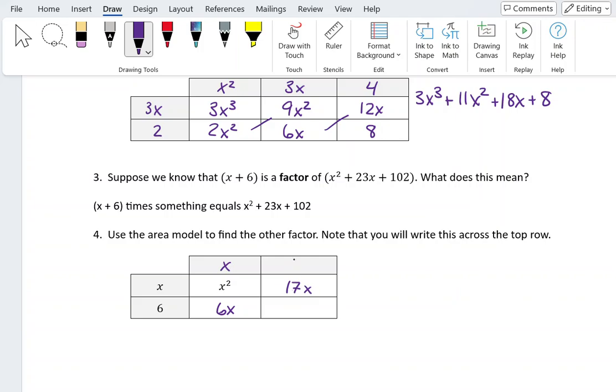Then I can figure out what goes up here. Well, if this is 17x, x times 17 is 17x. And then finally, I can multiply to get what goes in this last box, 6 times 17. That would be 60 plus 42, which is 102. So this white area here should be the same as what I'm dividing. And then this is going to be my answer. So the other factor is x plus 17.